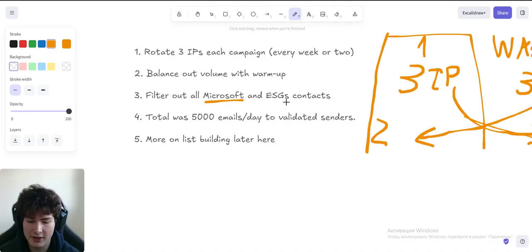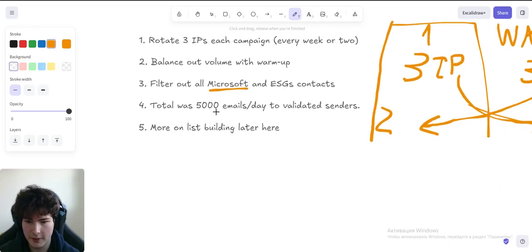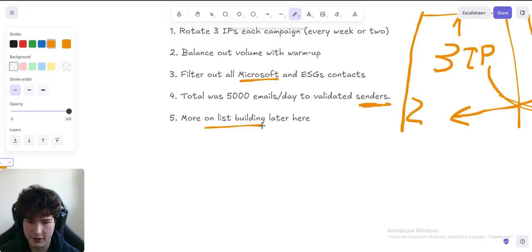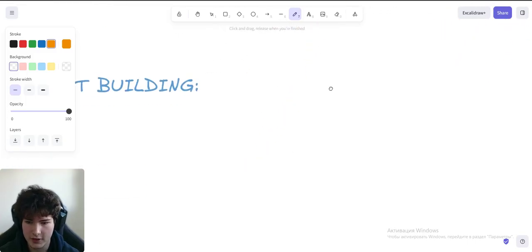Email sending gateways are also very hard to get inboxed. A lot of bounces come from Proofpoint, Mimecast, what else is there? Barracuda, Cisco. You can find out when you do email verification. We personally use LeadMagic for email verification, and it returns the MX record or MX provider, so you can basically see the pattern. Is it Proofpoint, Barracuda, Mimecast, or whatever it is? In total, we were sending 5,000 emails per day to validated senders, and I'm going to cover more on list building later. So let's move on.